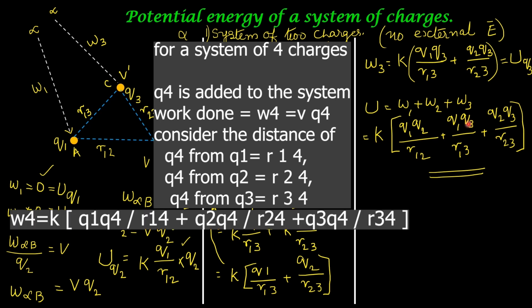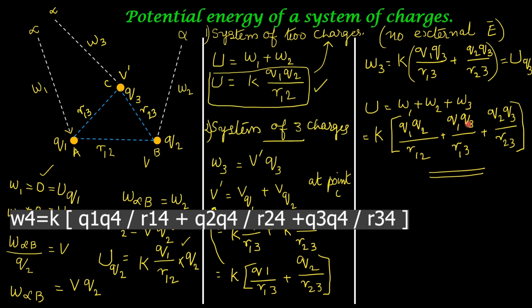So in the expression for work 4, there will be 3 terms. So for finding the total potential energy due to a system of 4 charges, we have to add these 3 terms along with the already existing 3 terms. So in all, there will be 6 terms in the equation.